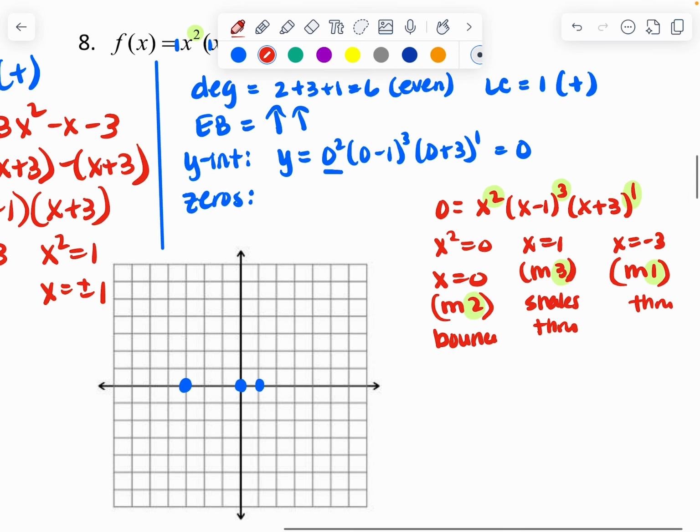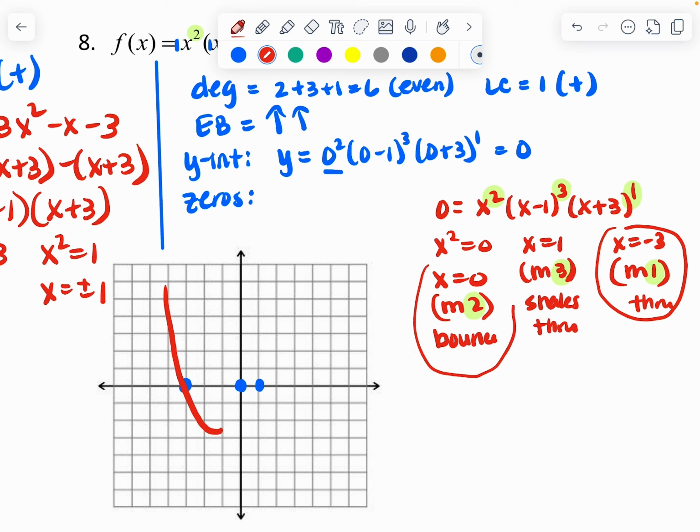Okay, so the first thing, at -3, I go through, right? So let's go ahead and draw that. At -3, I'm going through. Okay, then I'm going to turn around, and then at x equals 0, I'm going to bounce. So I'm going to go up and then bounce right back down. Go back, and then at 1, it's going to snake through. So it's going to do kind of something like that.